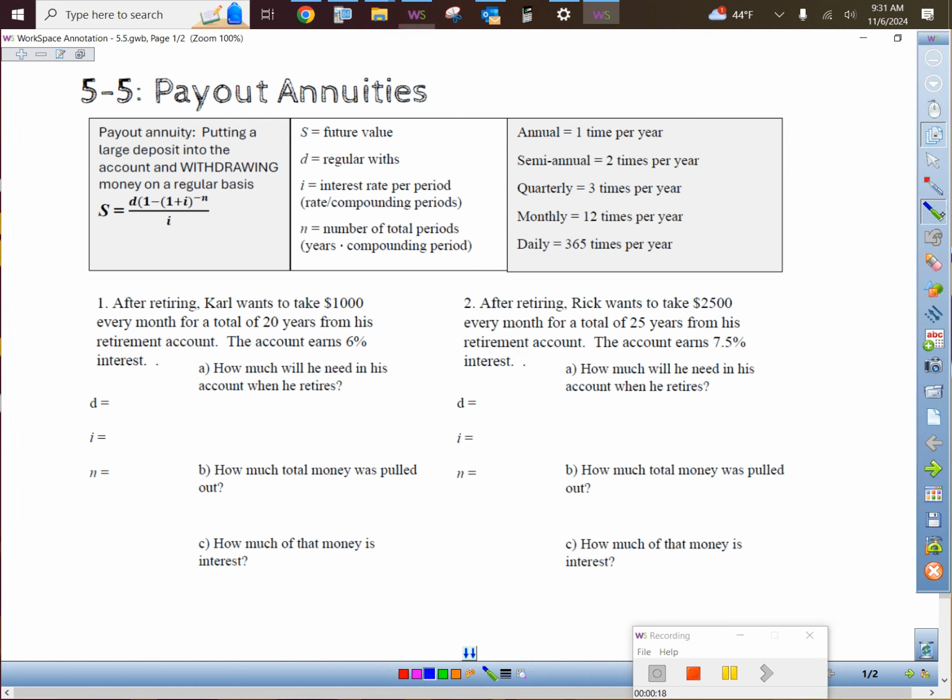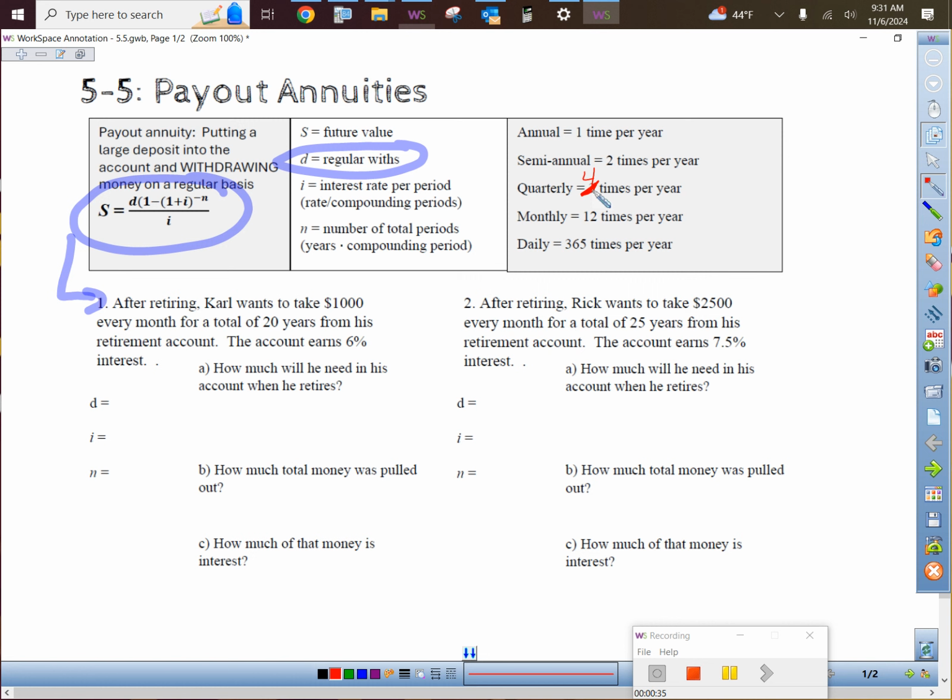So on the first one, I've got this formula for these first two. This formula doesn't work on the bottom two. We got a new formula that we'll put on the sheet. But they introduce a new letter that we're not used to, which is D. D is regular withdrawals. And again, I have the same typo right here where that should be a 4 instead of a 3, so we'll fix that real quick.